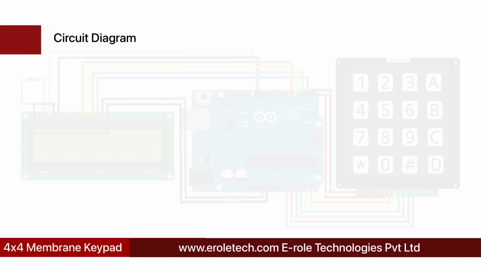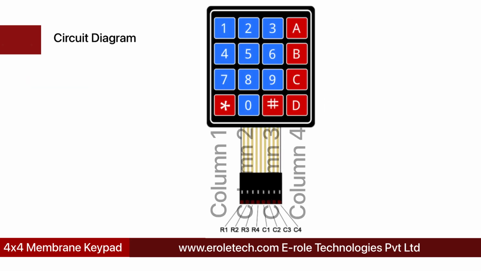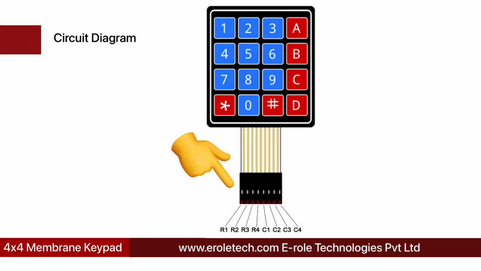A 16-button keypad has 4 rows and 4 columns. It has 8 output pins. 4 pins are connected with the rows, and 4 pins are connected with the columns. Pressing a button will short one of the row outputs to one of the column outputs. From this information, the Arduino can determine which button was pressed. For example, when key 3 is pressed, column 3 and row 1 are shorted. Arduino detects it and inputs 3 to the program.